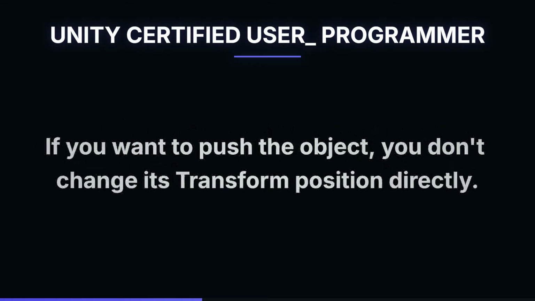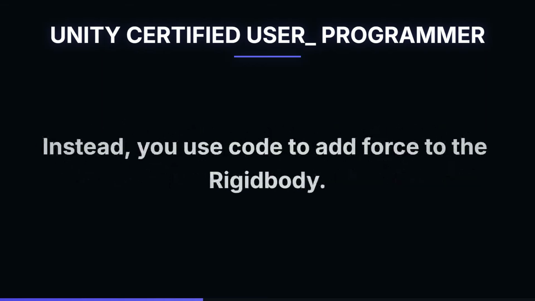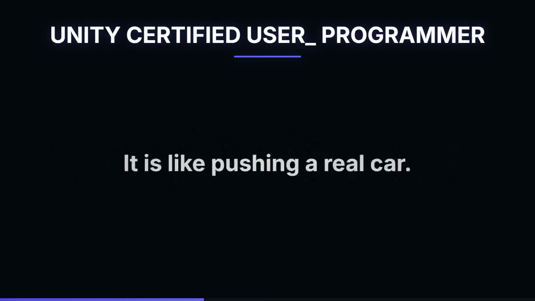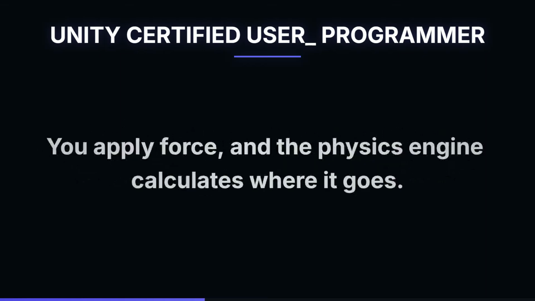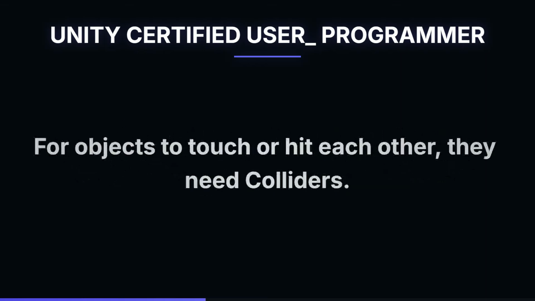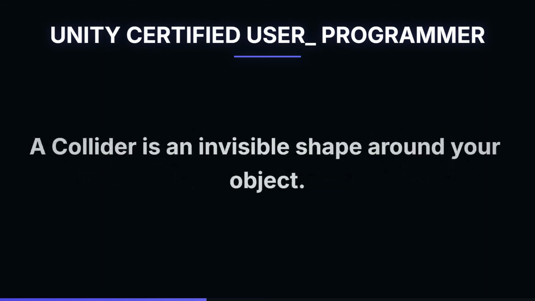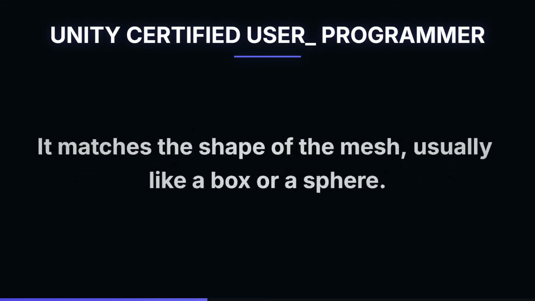If you want to push the object, you don't change its transform position directly. Instead, you use code to add force to the rigidbody. It is like pushing a real car. You apply force, and the physics engine calculates where it goes. For objects to touch or hit each other, they need colliders. A collider is an invisible shape around your object. It matches the shape of the mesh, usually like a box or a sphere.